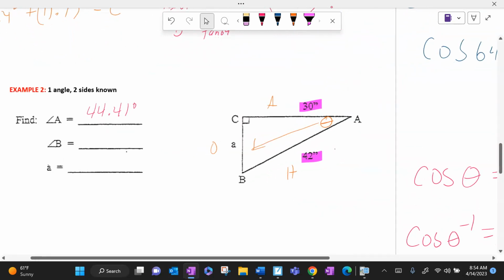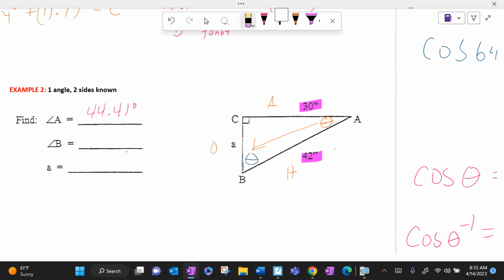Now, solving for the missing angle B, you could do it the hard way. We could absolutely call this theta and relabel the triangle opposite, adjacent, hypotenuse, because that would change things. Once you change the reference angle, this would now be the opposite side and this would now be the adjacent side. But we're not going to do all that. We're just going to realize we can use the triangle sum theorem. We know every triangle adds up to 180 degrees. So if we just subtract whatever 90 plus 44.41 is, so I'm thinking 134.41, that should tell us what angle B is.